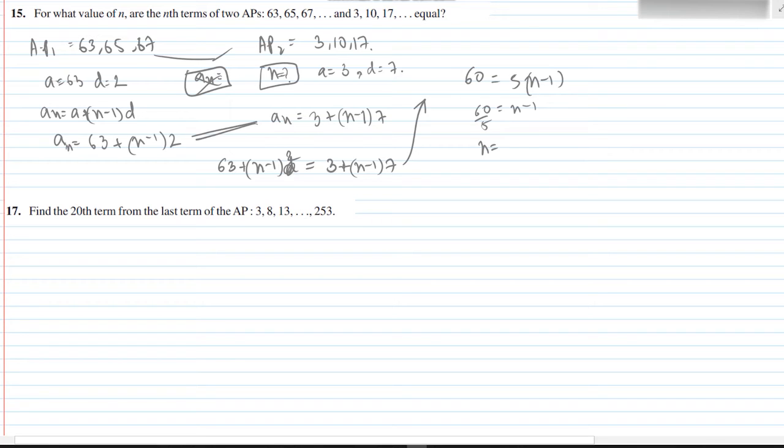So n is equal to plus 1 will keep. 60 divided by 5 is 12. So n is equal to 13. Therefore, the 13th term of both the APs are the same.